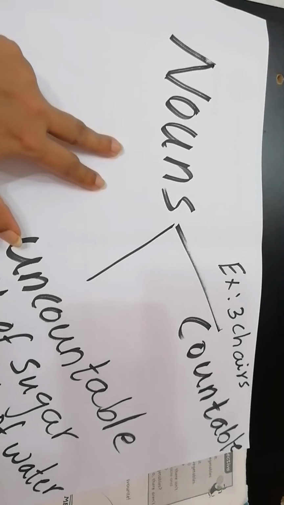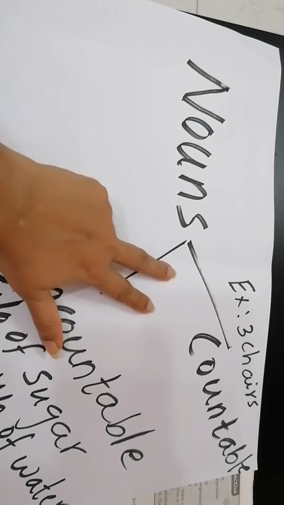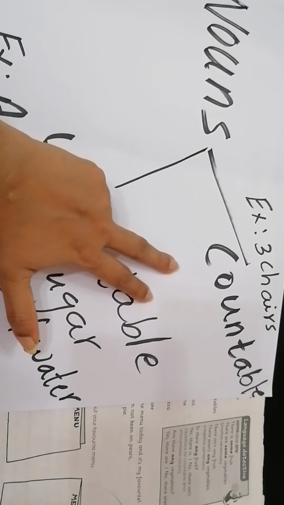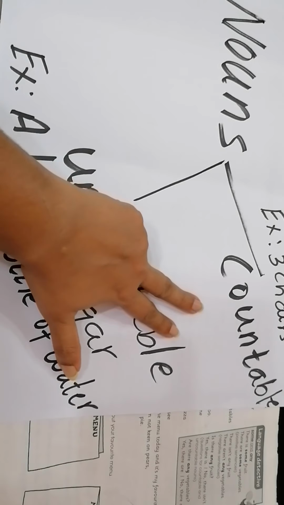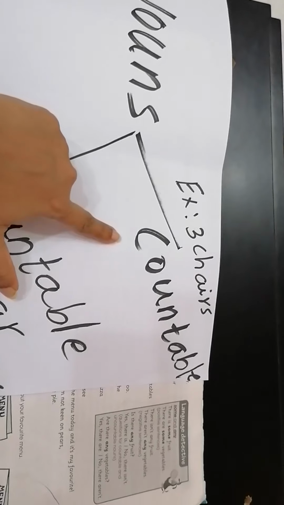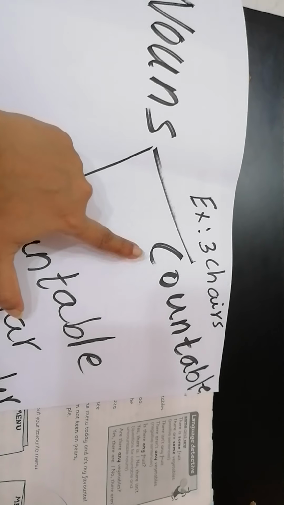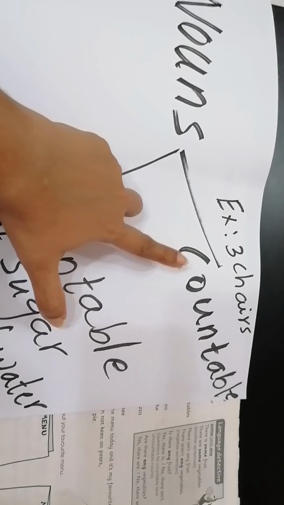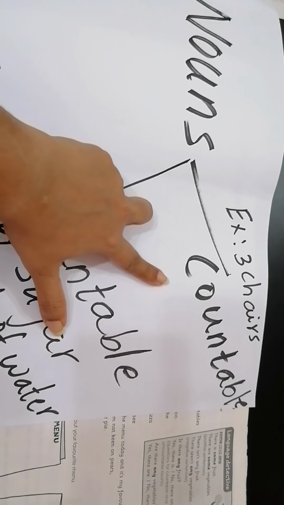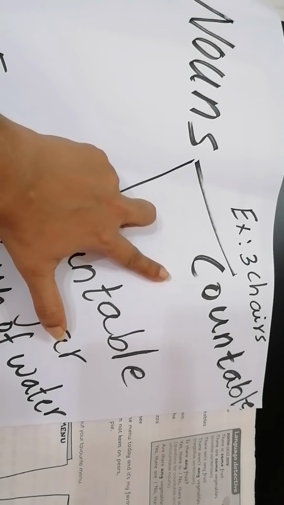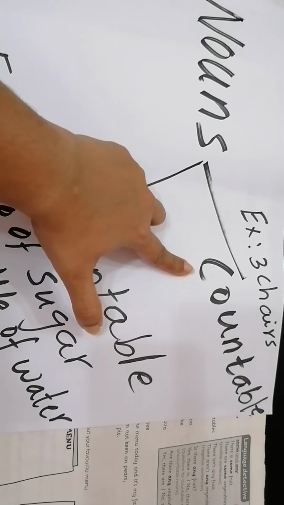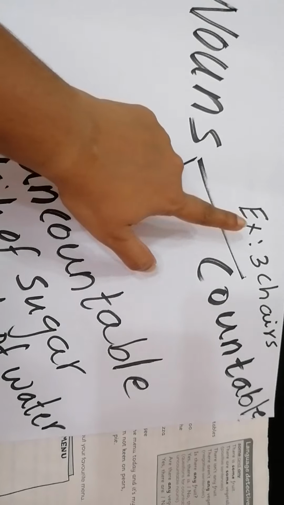So these nouns can be divided into two. First one is countable nouns and uncountable nouns. So what are countable nouns? From the name itself, it's very clear that countable nouns are nouns that can be counted in numbers. For example, if I am asking you how many friends do you have, you can say the answer in a number. How many chairs are in your class? How many bedrooms are in your home? So we can say the answers in numbers.